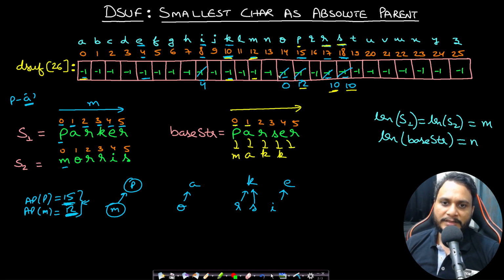Right? For this E, go to E. It is -1. That means E will be the one. And for this last one R, go to R again. It is referring to 10.